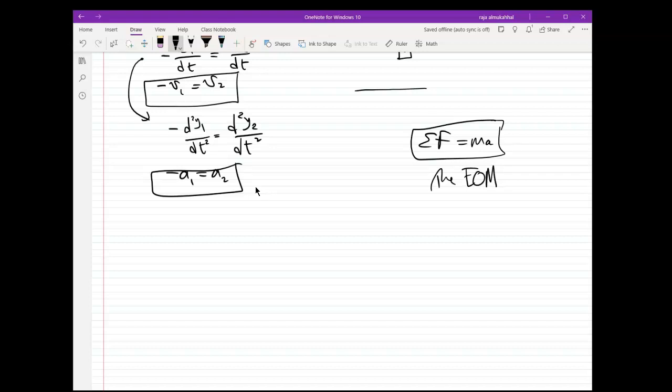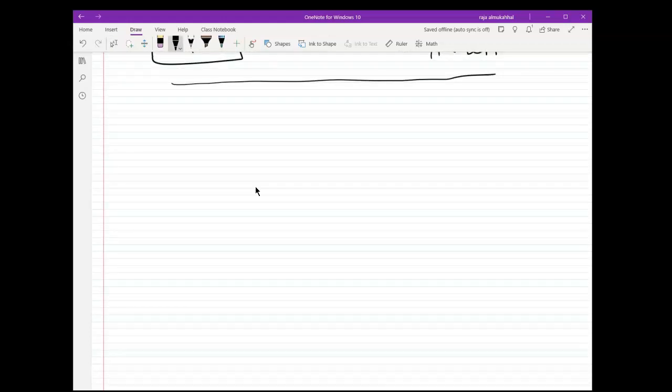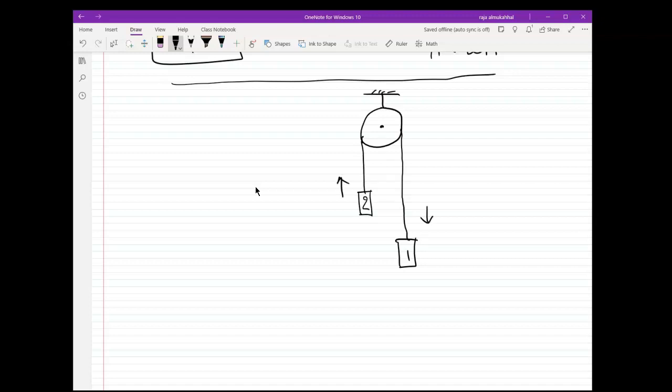Excuse me, the EOM, the equation of motion. All right, so again, I'm going to draw it for the third time. And then we're going to get the equation of motion for the Atwood machine. So I have, here's the pulley, here's the pivot, here's 1, and here's 2. Again, you want to run a film in your head, see the motion. This one is going up, this one is going down.